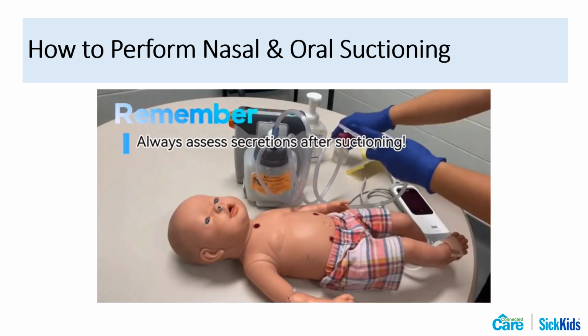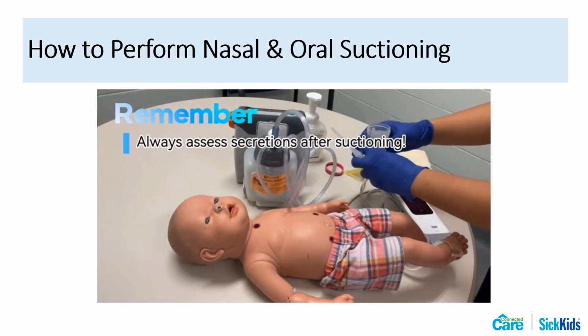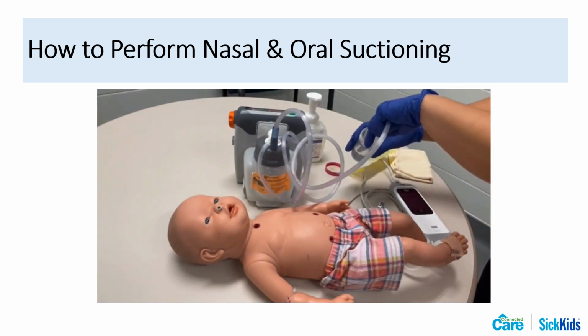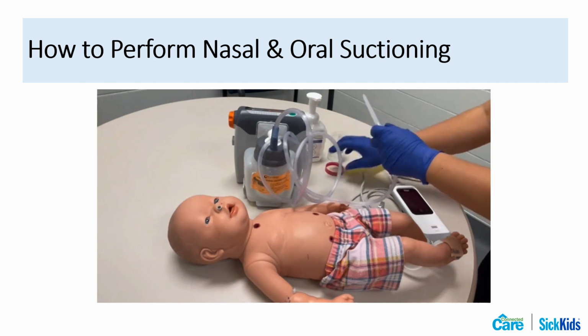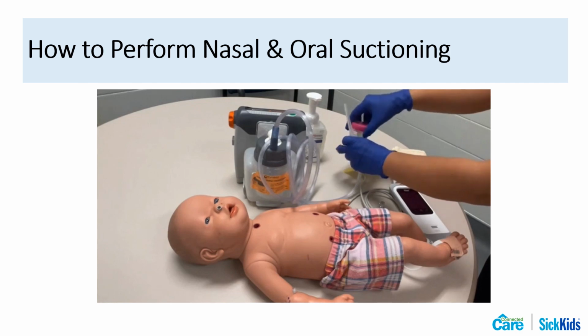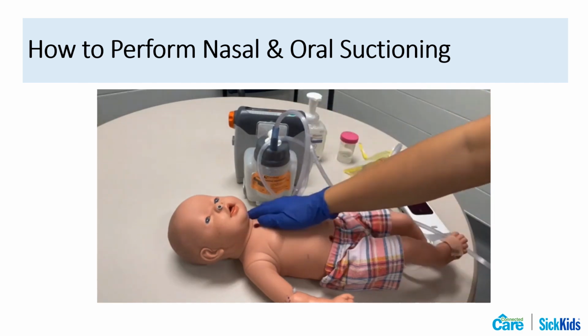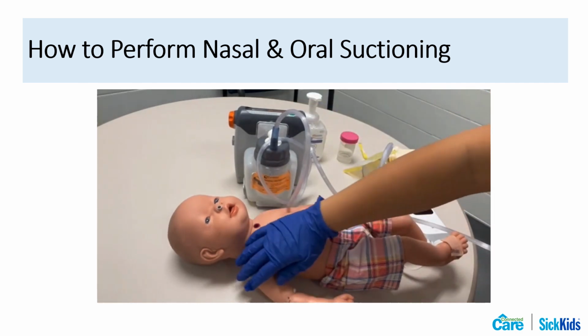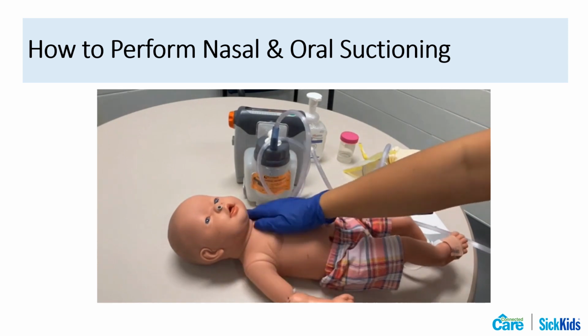Once the catheter or tip is out, clean it by dipping it into the sterile water or saline and suction to clear the tubing. Assess the child's respiratory status and oxygen needs after each suction pass. Repeat if needed, providing at least 20 seconds or more in between suctioning.